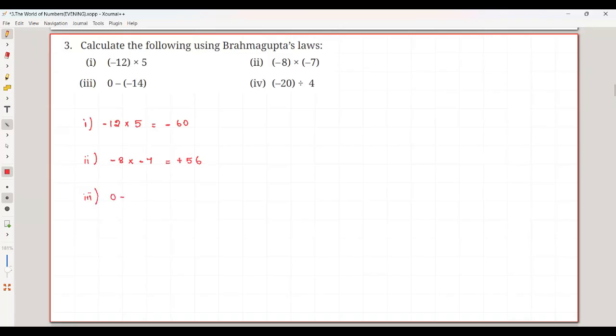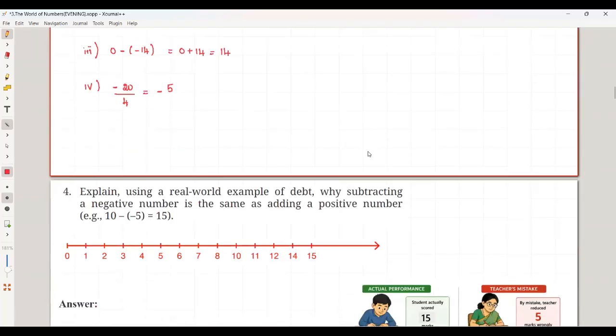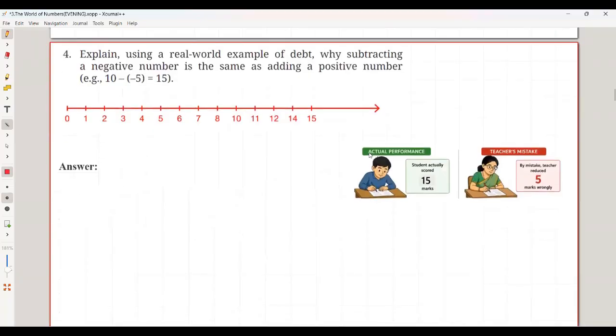Now third question: 0 minus of minus 14. First you remove the bracket. 0 minus of minus is plus, so 0 plus 14 is 14. Next, fourth question: minus 20 divided by 4 is minus 5. So we are just using integer rules for addition, subtraction, multiplication, and division. You must be thorough with the rules. Now, question number 4.